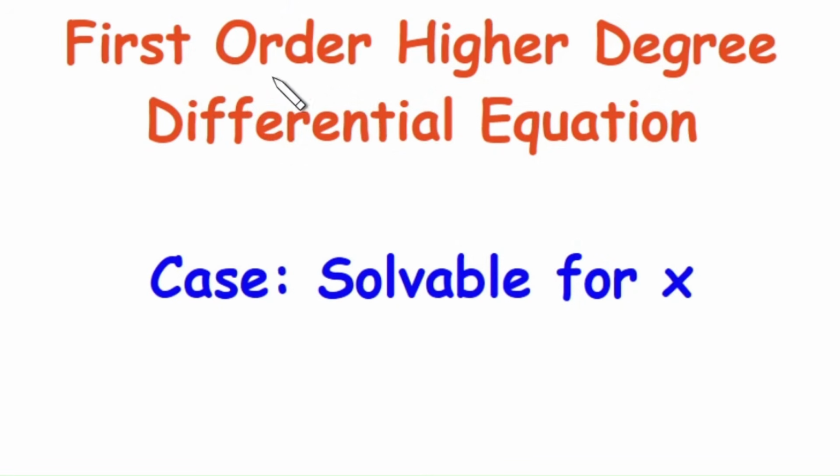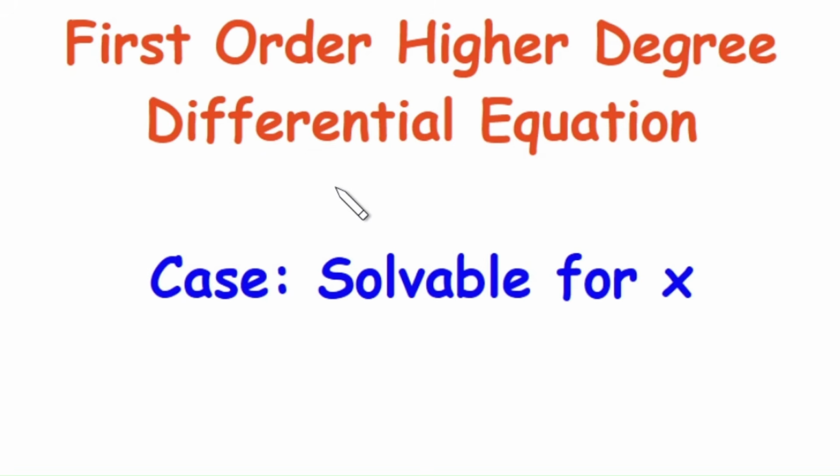To discuss first order higher degree differential equation solution, a specific case that is solvable for x. In the previous video, we have discussed the two cases, that is how to solve for p and y. But sometimes those methods are not applicable. So in that case, what can we do? We can check whether that differential equation is solvable for x.